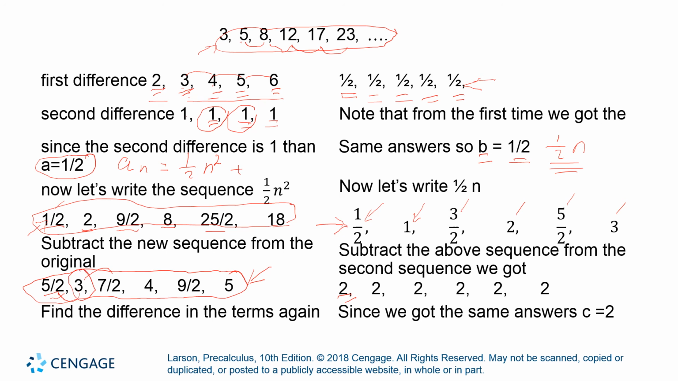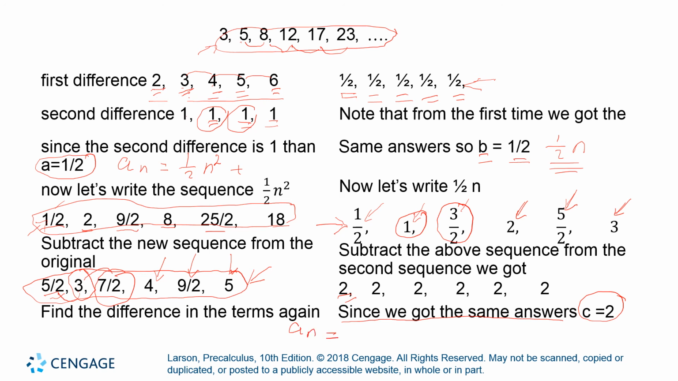And then 3 minus 1 would be 2 again. 7/2 minus 3/2 will be 4/2, which is 2. And if I continue for 9/2 and 5, subtracting 2, 5, and 3, I'm going to end up with the same number all over. It's going to be 2 all the way. So since all of these are the same, we know c has to be 2.